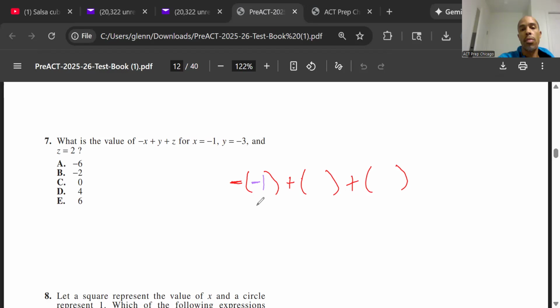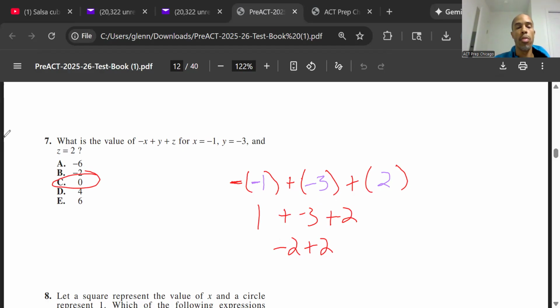Positive value, right? Plus 1 there. But let's continue with the other substitutions of the other variables. For y is -3 and z is 2. Now we don't have minus and negative in front of those, so we can simply write 1 plus -3 plus 2. 1 plus -3 is -2, plus 2 is 0. Answer is C. Simply substituting and adding integers.